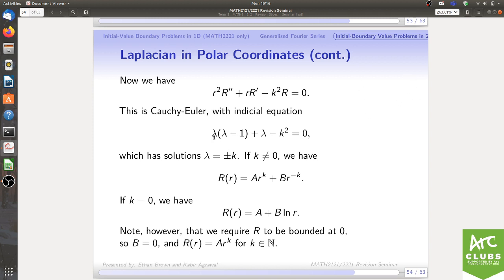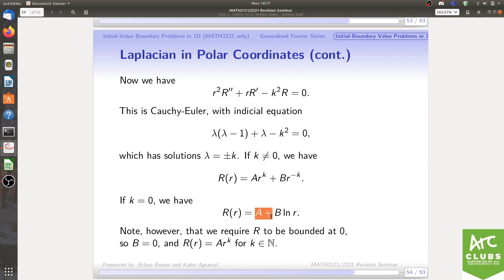We plug it in, so we get lambda times (lambda minus 1) plus lambda minus k squared is equal to 0, and so lambda equals plus or minus k. Now, from the previous example, we could also condense p equals 0 into this case. So if k squared was equal to 0, what that essentially meant was that we would end up with a special case where we had a double root for lambda equals 0.